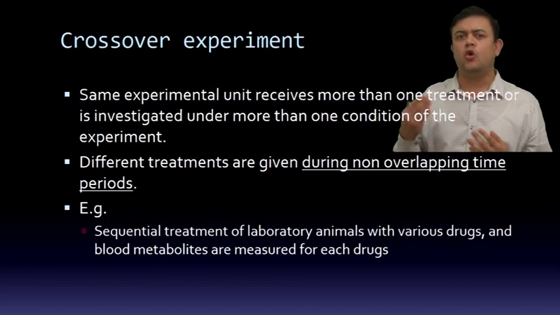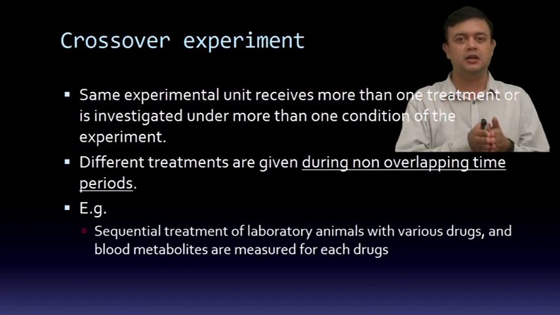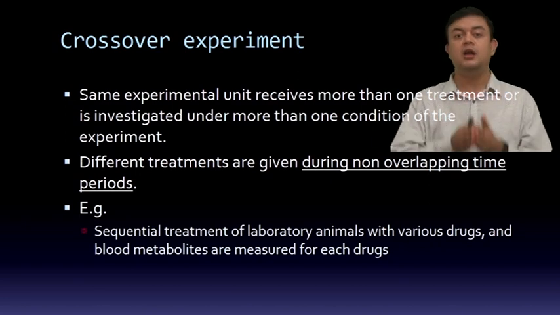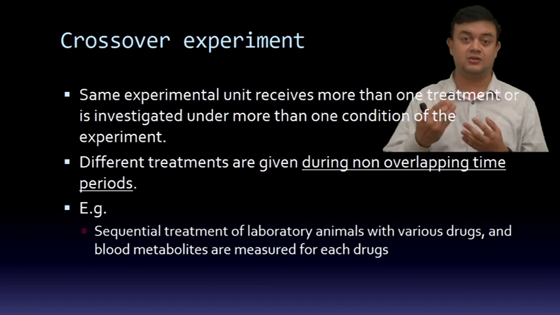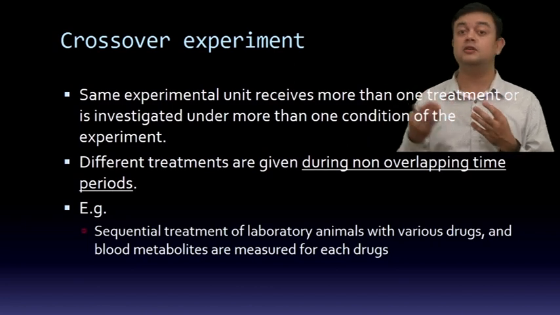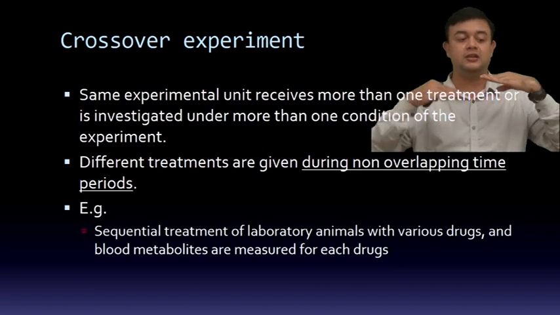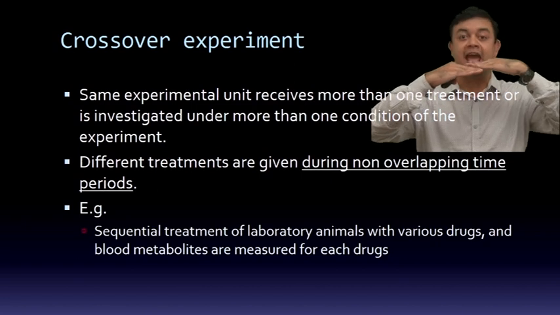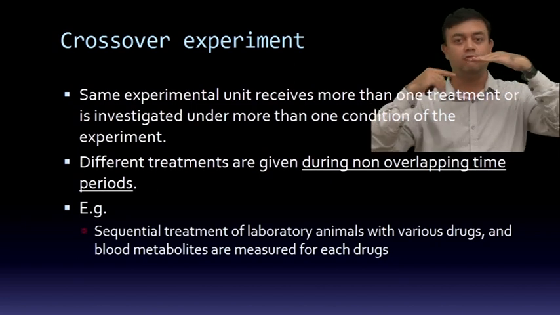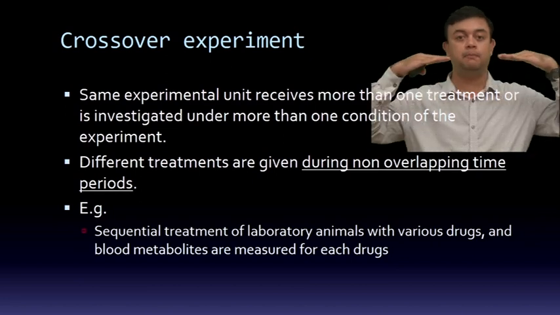Now, what is a crossover experiment? Crossover experiment is actually very simple. The same study unit, that means a patient, for example, undergoes a treatment with different drugs or different interventions, for example exercise, during non-overlapping time periods. So for example, drug A, then drug B, never drug A and drug B together. So it is always one intervention, subsequently another intervention. These are non-overlapping periods, right?